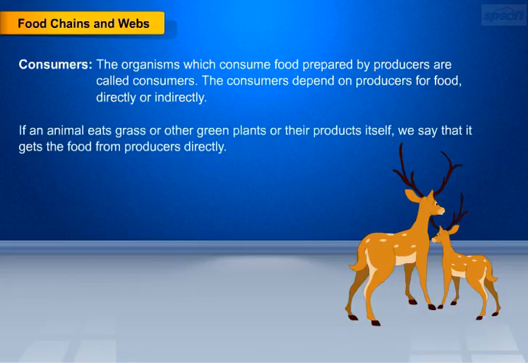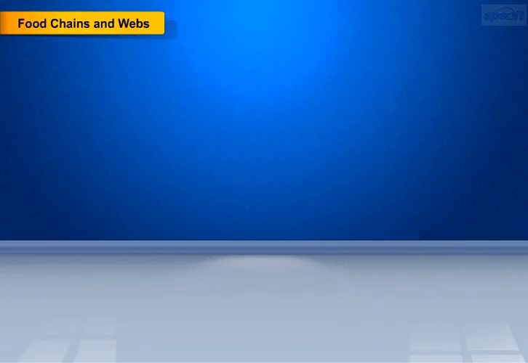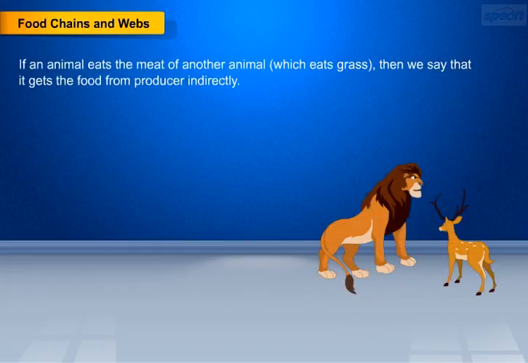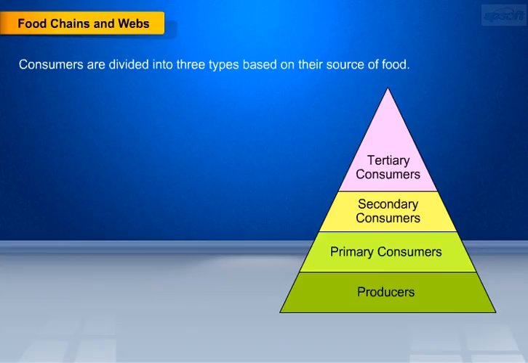If an animal eats grass or other green plants, or their products itself, we say that it gets the food from producers directly. Examples for consumers are deer, cow, goat, buffalo, sheep, elephant, etc. If an animal eats the meat of another animal, which eats grass, then we say that it gets the food from producers indirectly. Example: lion, tiger, cheetah, etc. Consumers are divided into three types, based on their source of food.